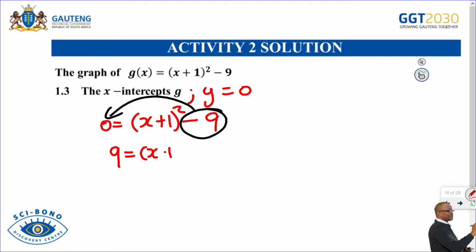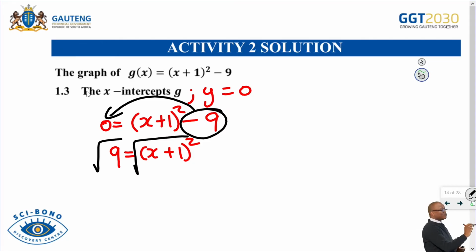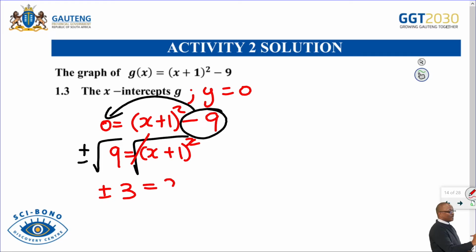Then we're going to have (x plus 1) squared. Now, our aim is to get rid of the squared there. And how do we get rid of the squared? We introduce the square root on both sides. As we introduce the square root on both sides, don't forget to indicate plus minus. Correct. So now the square root will cancel our squared there, and then we're going to have plus minus. What is the square root of 9? The square root of 9 is 3. Then you're going to have x plus 1.